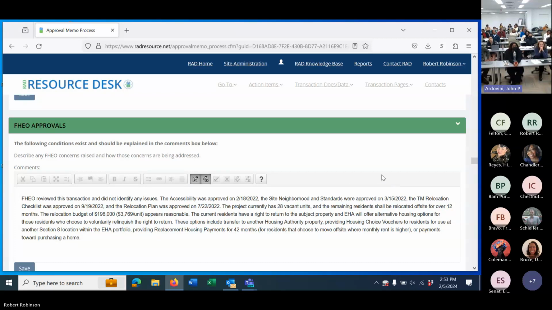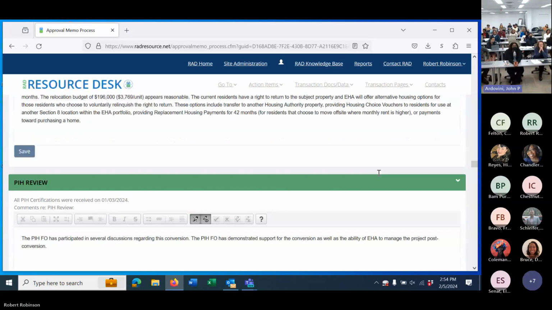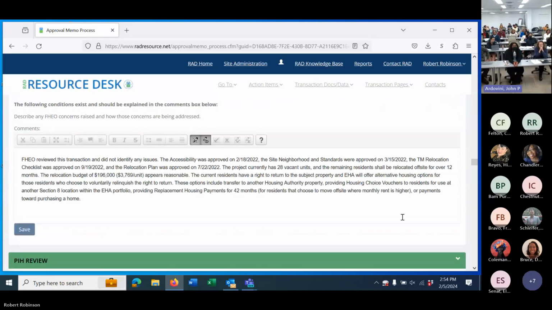So we did go over the FHEO requirements earlier with Honor, and in this case, because it's new construction, we had a site and neighborhood standards review completed by FHEO that was approved. We also have an accessibility review for this one, I think so. Yeah, so that also was approved. So we essentially report that here.